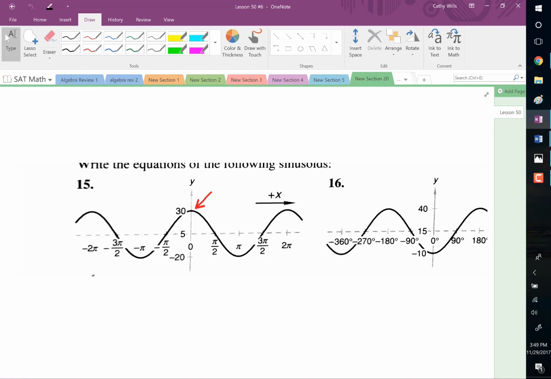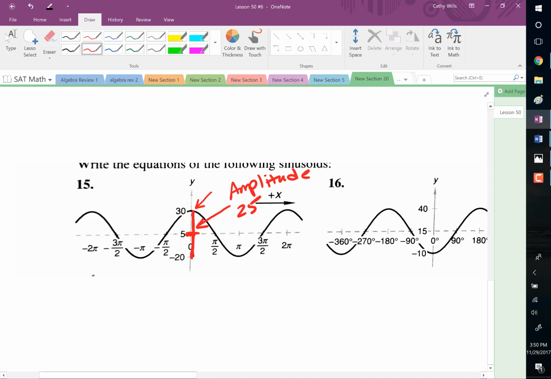And then also you can see that on a regular cosine graph, the amplitude, that is the distance between the horizontal axis and the top of the hill, is usually just 1. But now you're going all the way from 5 up to 30. So that amplitude there is now 25, because you're going from 5 all the way up to 30. And also you're going down from 5 all the way down to -20, which is again 25 units.